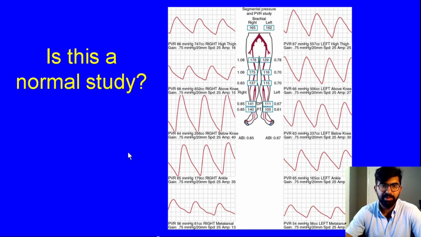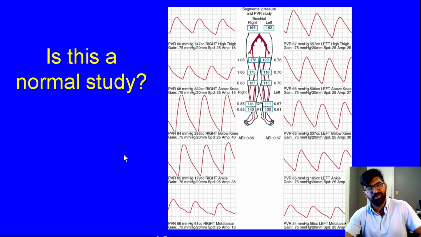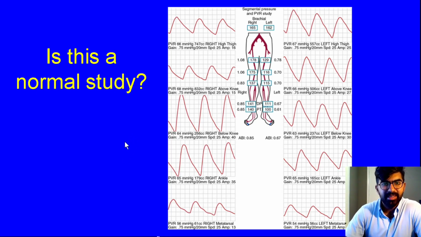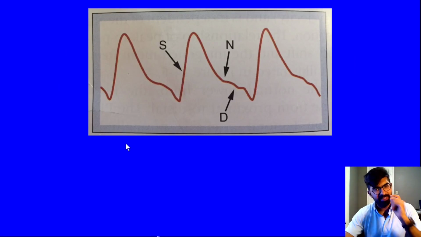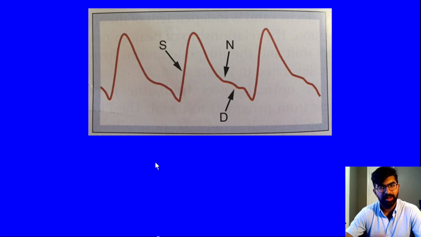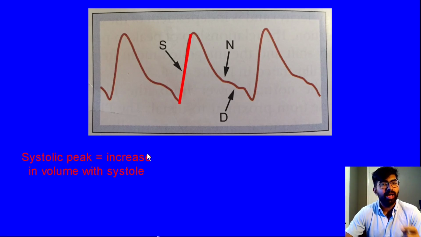All right, so with that in place, is this a normal study? My favorite question. So take a look at it. And if you don't know, that's okay. We will get to that. So to help you answer that question, let's break down this waveform, okay? So unlike what we learned before about Doppler waveforms, you're going to have to scratch that and think about this waveform quite differently. Now, you have a systolic peak, which again represents an increase in volume with systole.